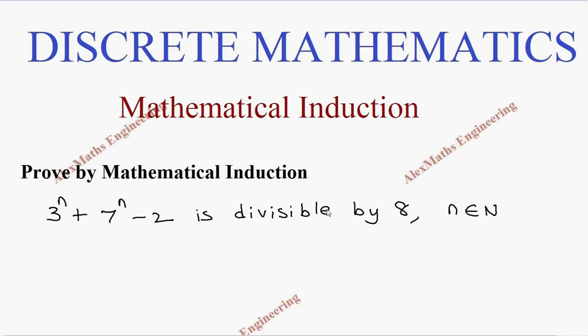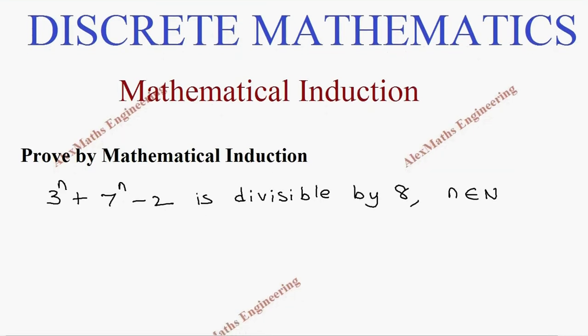In this video, we are going to prove by mathematical induction that 3^n + 7^n - 2 is divisible by 8, where n belongs to natural numbers. Let's take this expression as P(n), that is 3^n + 7^n - 2.